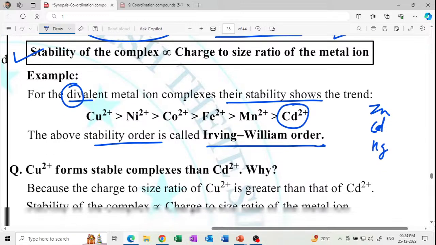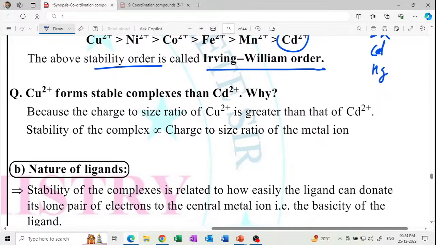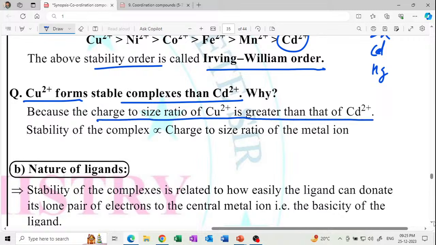Next is the size. Size should be small. If the size is small, then yes, this is a stable complex. Copper 2+ forms a more stable complex than cadmium 2+, because the charge to size ratio is greater than that of cadmium. Okay, this is a very important question. Do the IMP question. It is an important question.